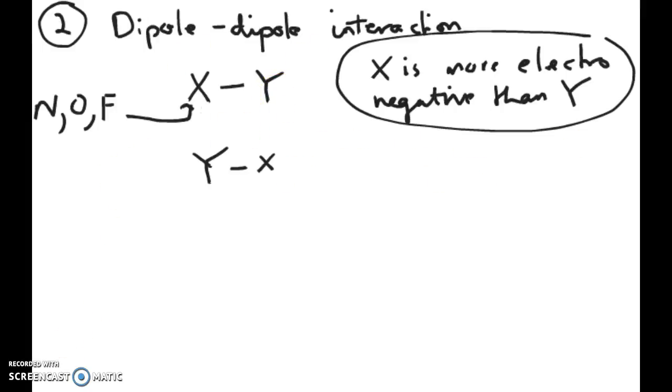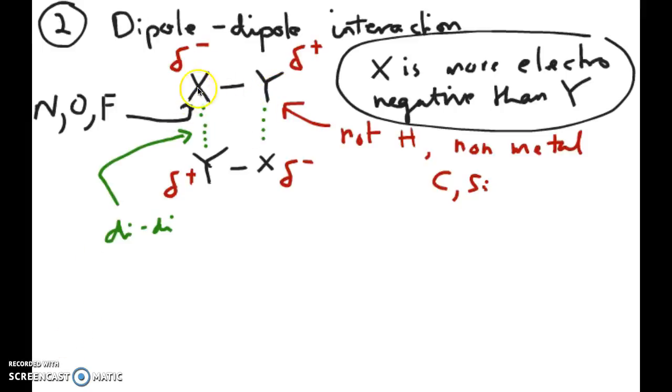delta positive. So here I'm illustrating that type of interaction that occurs when you have an XY covalent bond where X is more electronegative, so it's delta negative, and Y is less electronegative, so it's delta positive. If you have another XY molecule nearby, the X on one molecule and the Y on the other molecule can make interactions. These types of interactions we just generally call dipole-dipole interaction because it's interaction between two dipoles.